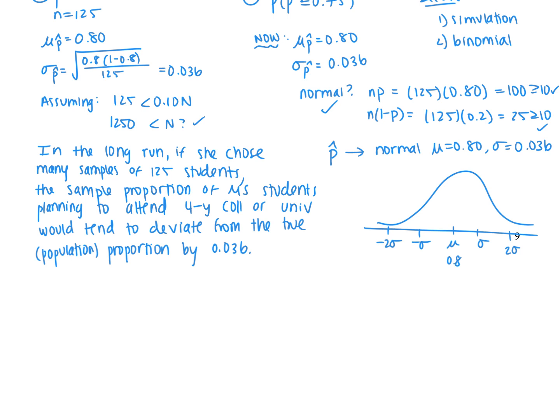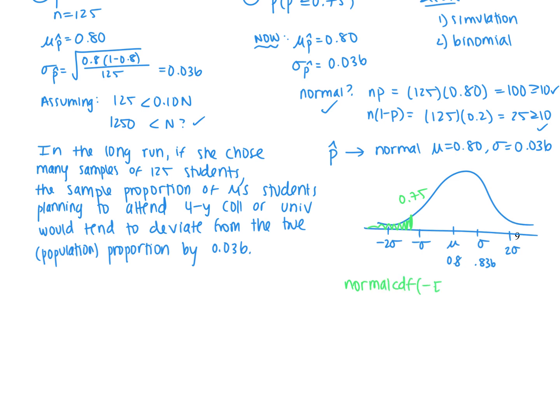We have 0.8, so this is 0.836. So what we are looking for is 0.75 and everything below it. If I'm going to do this on the calculator, what am I going to use? It's a normal distribution. Normal CDF. So we would do normal CDF.